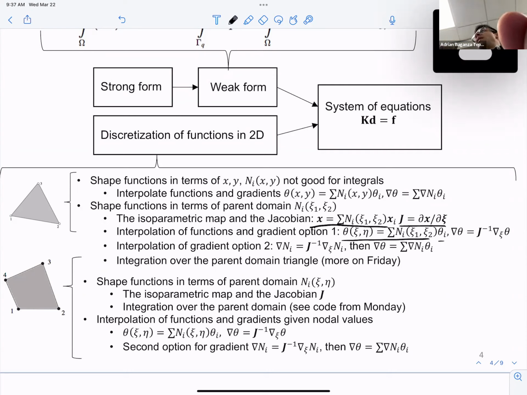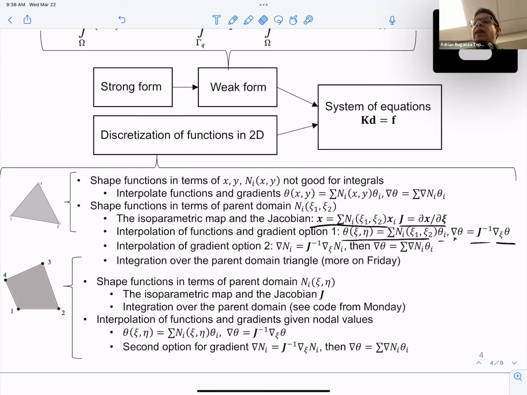And now if you want gradients, you cannot take gradients directly with respect to x. You can take gradients with respect to psi. So you need to multiply by the inverse of the Jacobian in order to get gradients with respect to x. So that's what we talked about last time.